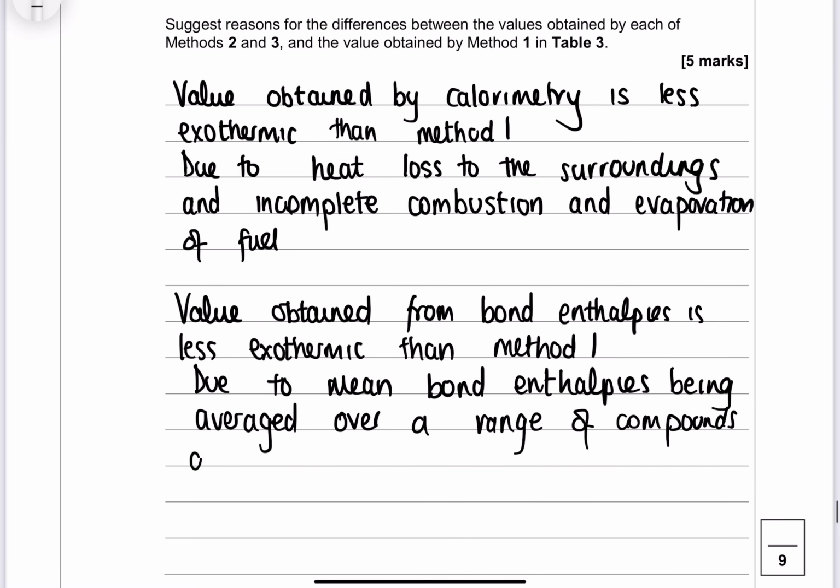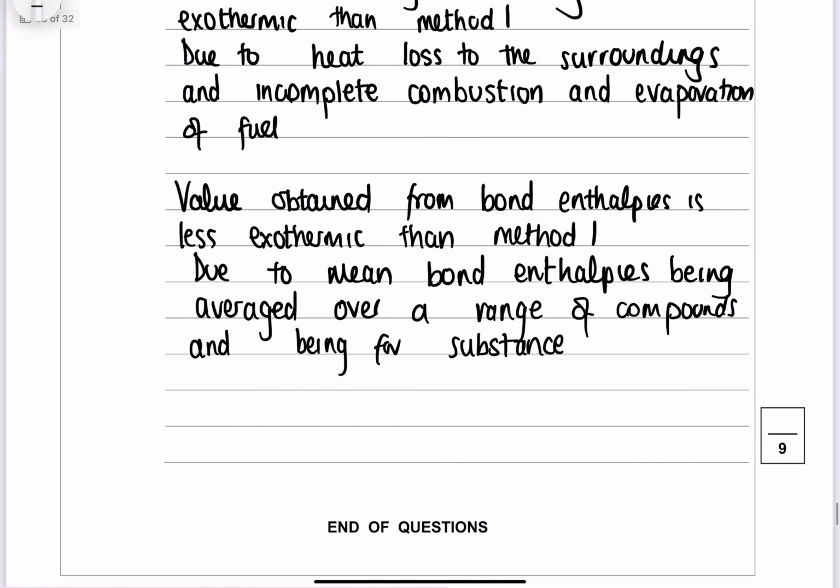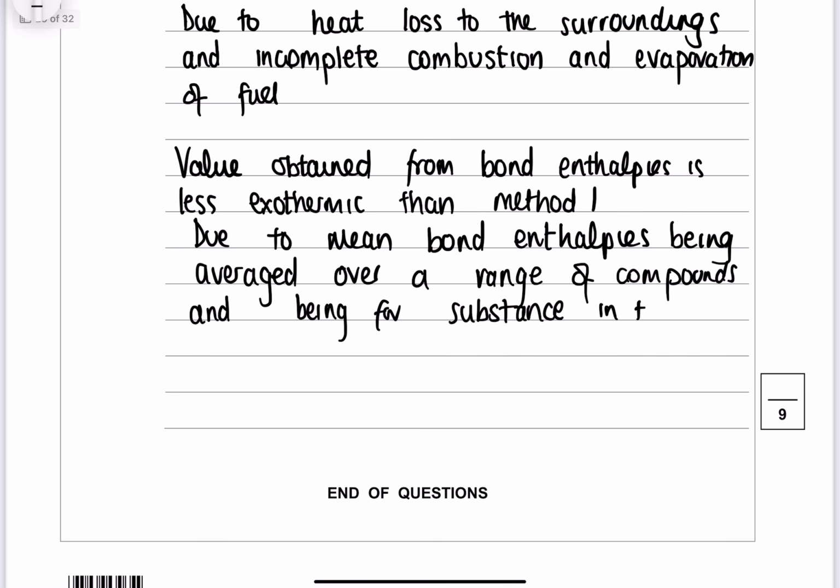and being for substances in the gaseous state. It told us this was a liquid hydrocarbon, and we would make liquid water in the a data book value. So mean bond enthalpies is not going to include the energy required for changes of state.